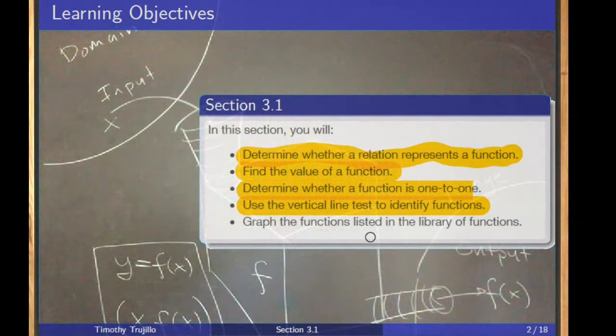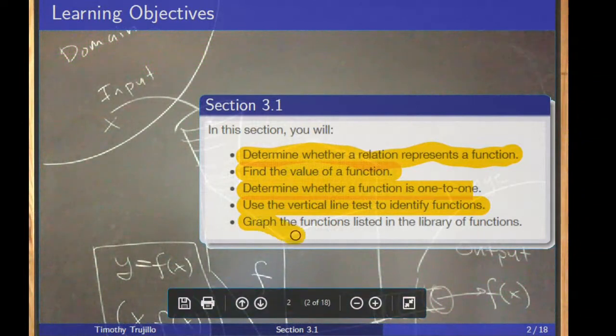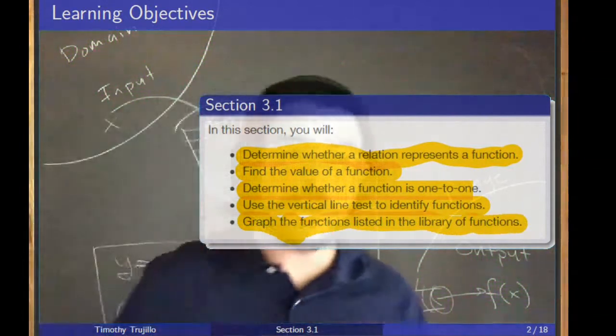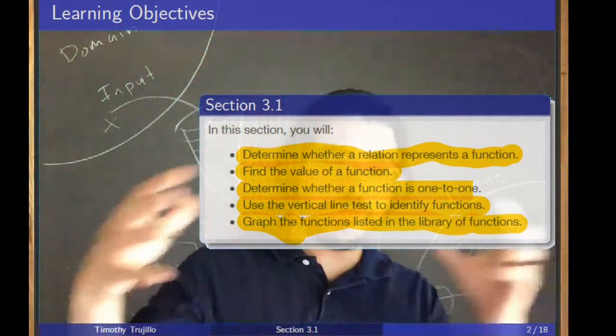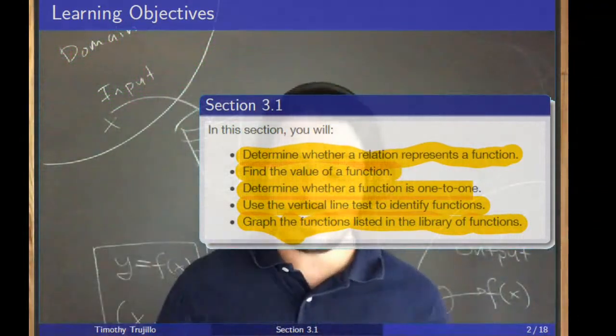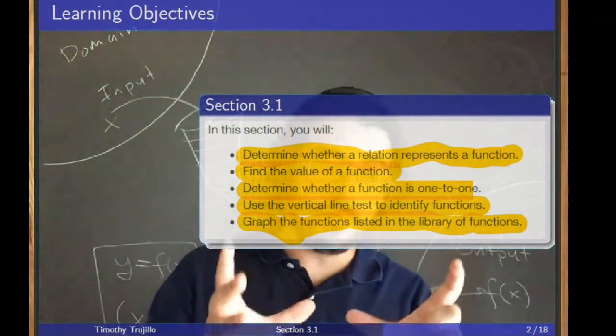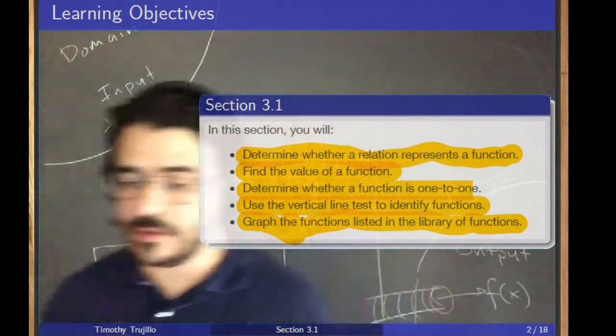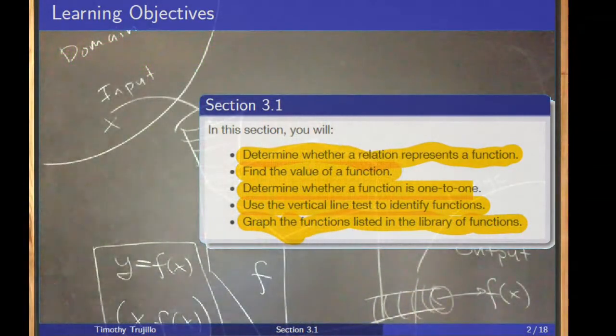And then finally, the last thing that we'll talk about is a list of functions you should know the shape of. And later on, we'll talk about transforming these functions, so stretching them and squeezing them, translating them up and down, left and right. And so this library of functions and the shape of the function will be incredibly important in those sections. So we'll talk a little bit about some functions that show up.